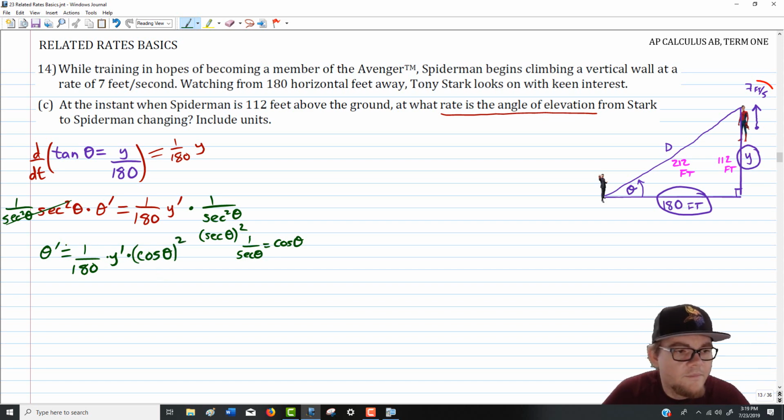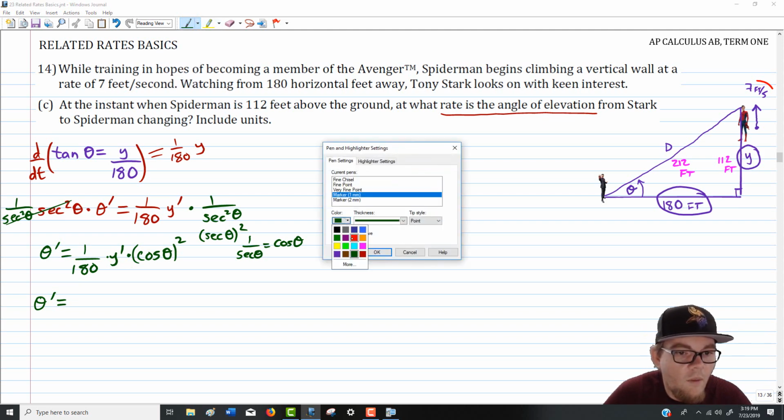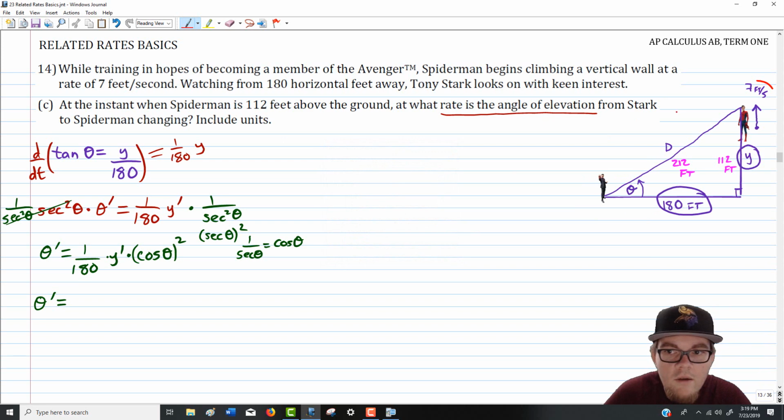And so I'm going to do that, because now that we have that ready, all we have to do is substitute in the appropriate values for all the pieces that we have here. So for instance, y prime. As I look to evaluate y prime, I point out that y prime is the rate at which Spider-Man is climbing, and that's just positive 7 feet per second. So we're going to have 1 over 180 times 7 feet per second. Then second, we've got to multiply by cosine of theta squared.